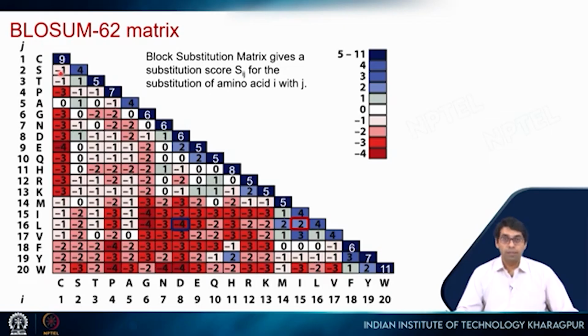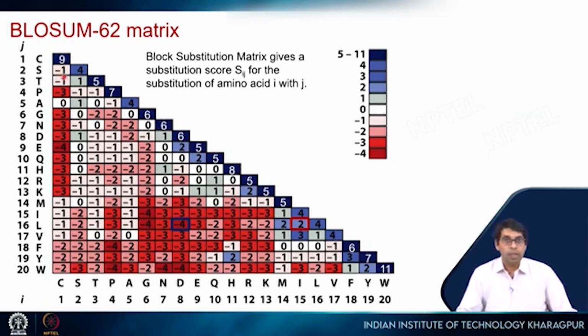If you have this number as 0, it means that this substitution is observed as often as this random chance. If the number is negative, it means that this substitution happens less often than what you would expect by random chance, which means that this substitution is unfavorable. Since it is unfavorable, we see it less often. If it is positive, then this substitution is favorable. Favorable in the sense that these two residues are very similar, so the change between them happens more often than you would expect by random chance.